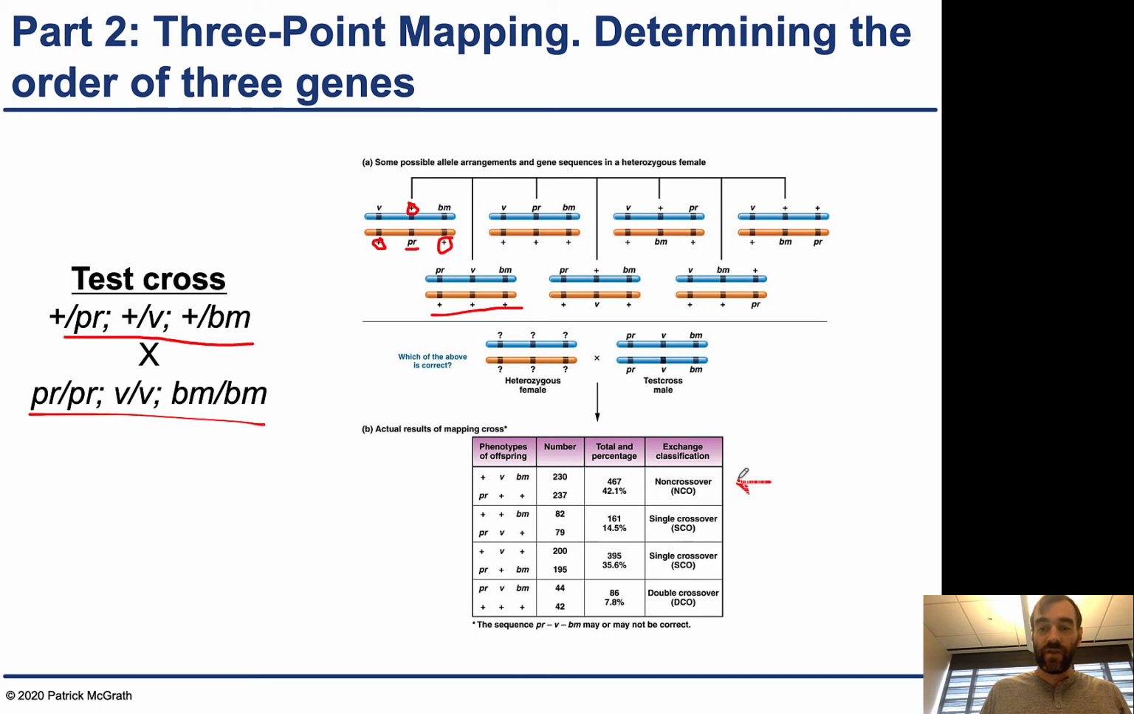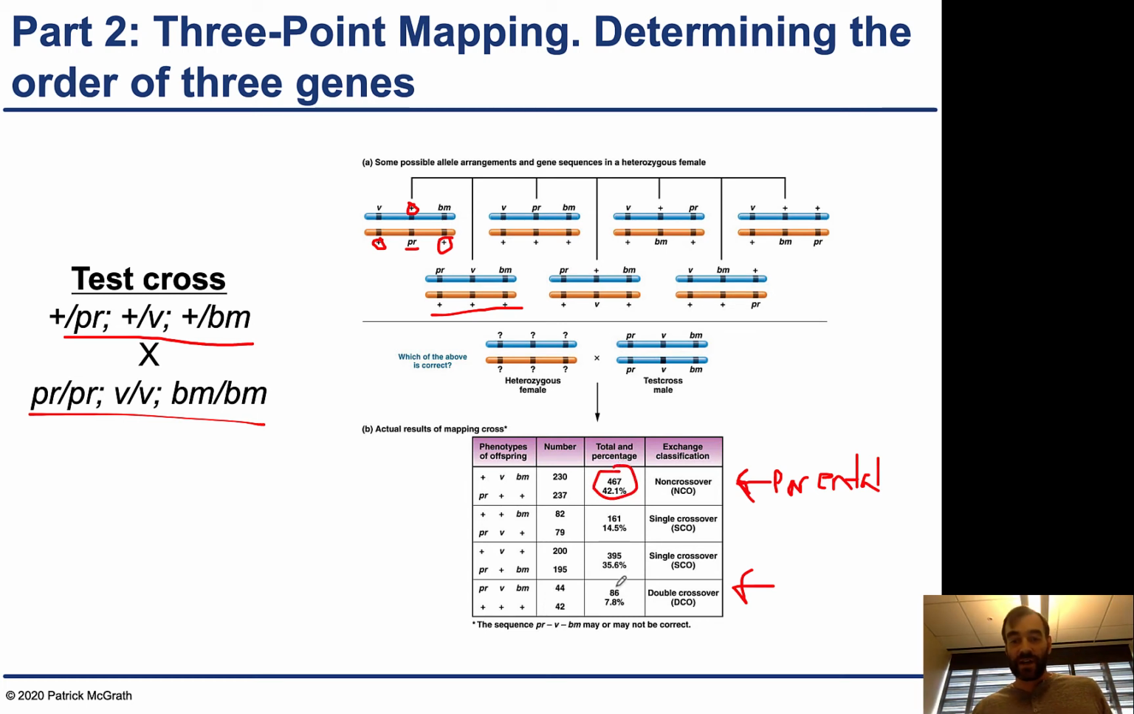So one of them is to identify the non-crossover class, the parental gamete class, and then the other one is to identify the double crossover class. And the criteria for this is very straightforward. The non-crossover gametes, which you would also refer to as the parental gametes, are the most common. So the most common class right here represents the parental gamete combinations.